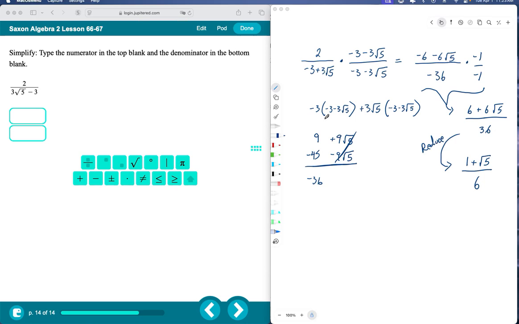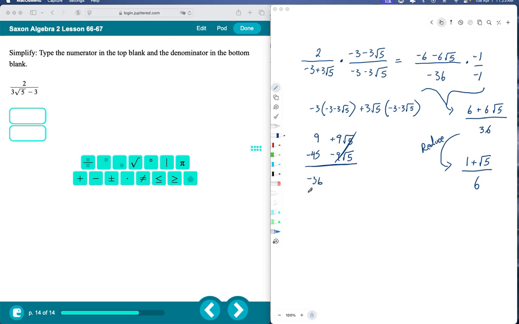So -3 is positive 9. And this is -3, -3. That's a positive 9 times square root of 5 right here. Then we have 3 times square root of 5 times a -3. That's a -9 times square root of 5. And then positive 3 times a -3, that's a -9. And then we have square root of 5 times square root of 5. So it's -9 times 5. That's going to be a -45. That gives us a -36.